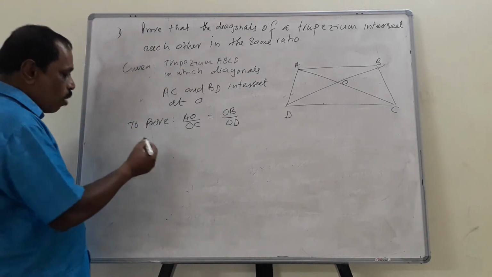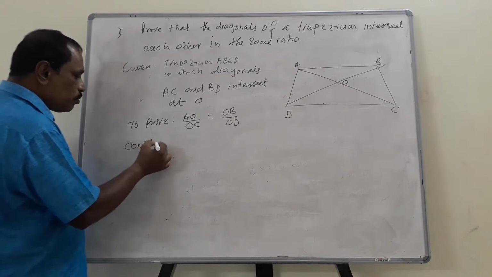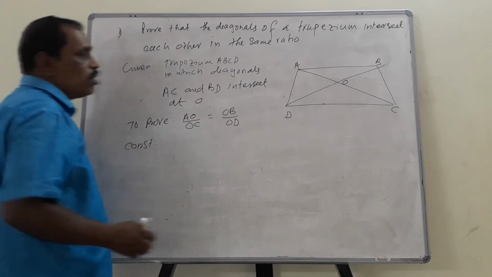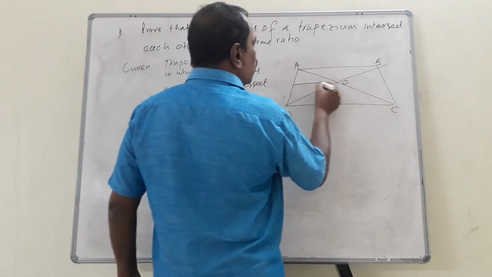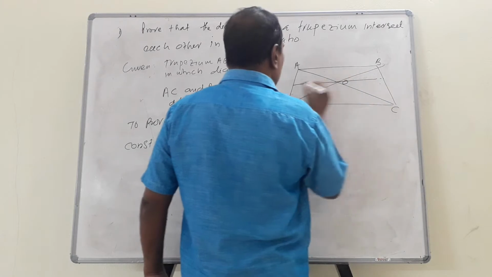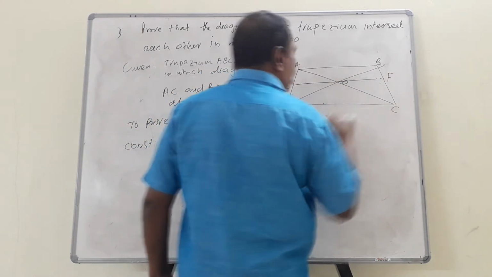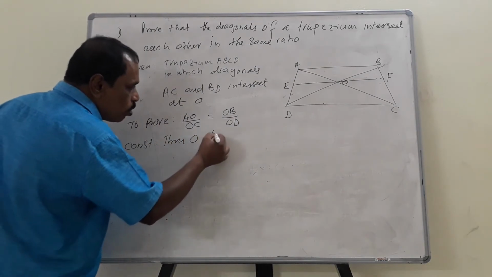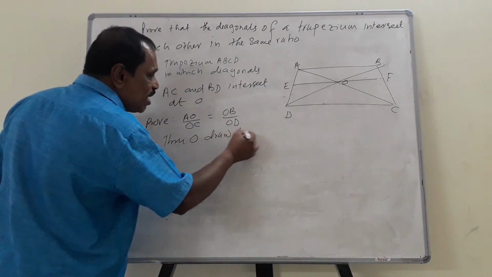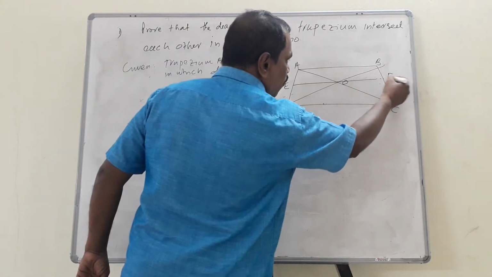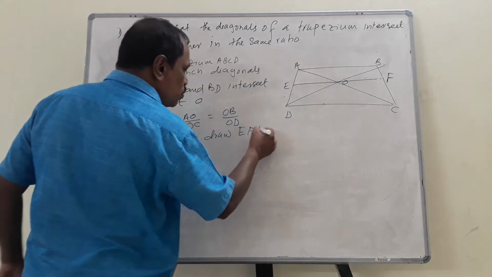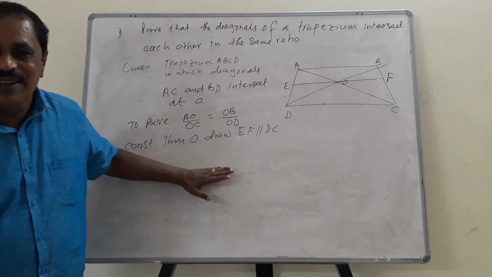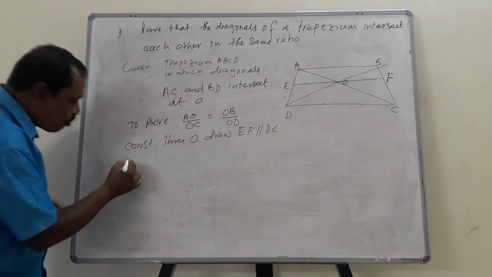Clear? Now we need a small construction. So first given, then to prove, then construction. Through O, draw EF parallel to DC. Clear? So that is the construction part. Basic question. Now prove, very simple.